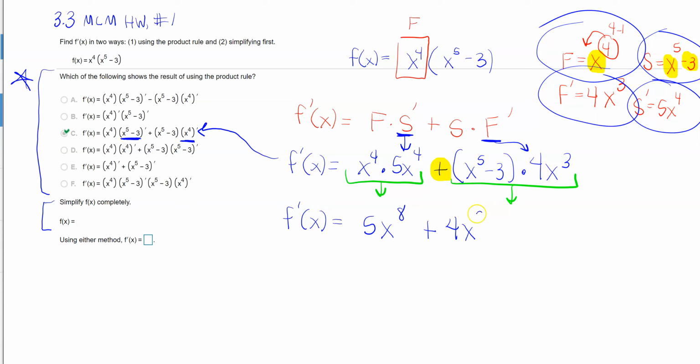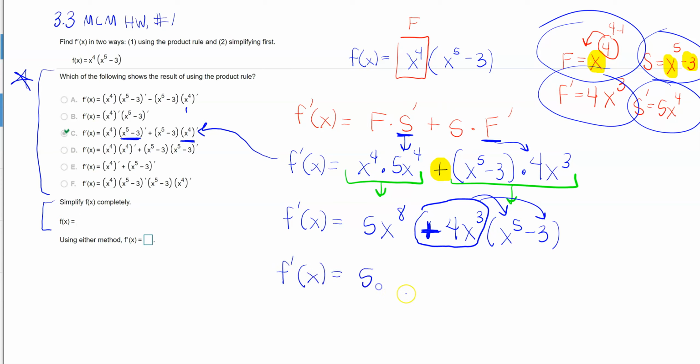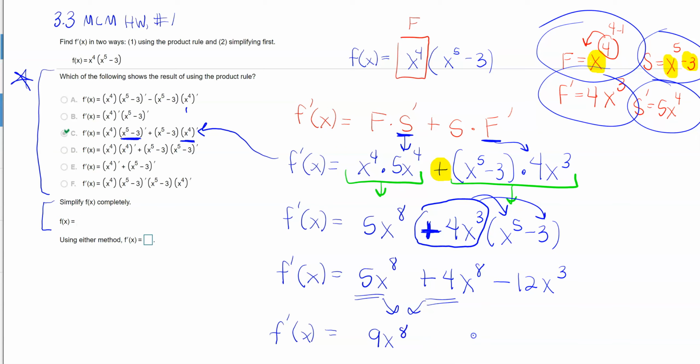I'm going to put the 4x cubed first and the binomial second, and then it's a little bit more clear that I need to distribute the monomial into the binomial. If that was subtraction, it would change all the signs. It's adding, so we don't have to be as careful, but I'm just going to rewrite it that way. And then we can see we get 5x to the 8th. And when we distribute, that's plus 4x to the 8th minus 12x cubed. And we'll go ahead and combine those like terms there. So we'll end up getting the derivative is 9x to the 8th minus 12x cubed.